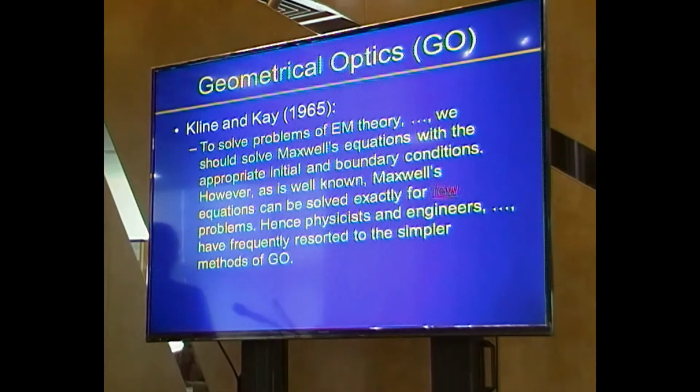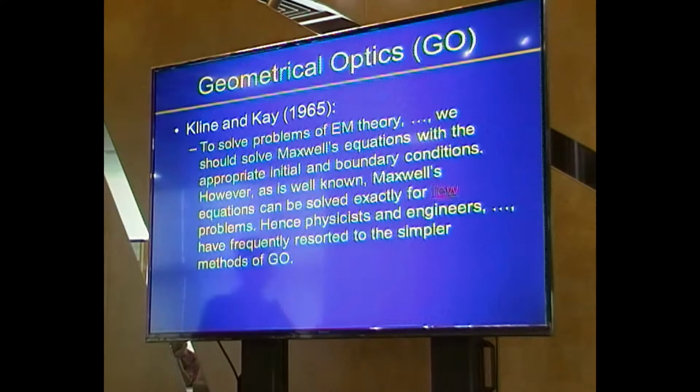Okay, so then Klein and Kay, in their very famous book, mentioned that if we can solve Maxwell's equations, that's very good, but it is well known that Maxwell's equations can be solved exactly for only a few problems. Just as I mentioned, in this room, nobody can solve that analytically or even use a numerical method. So that's why we pursue methods based on geometric optics ideas. I'll give you a very simple illustration of how we can use geometric optics to solve electromagnetic problems. So this one is a source, and imagine this one is a point source.